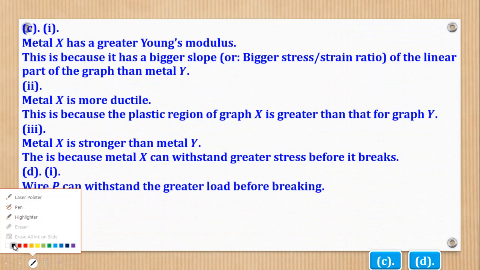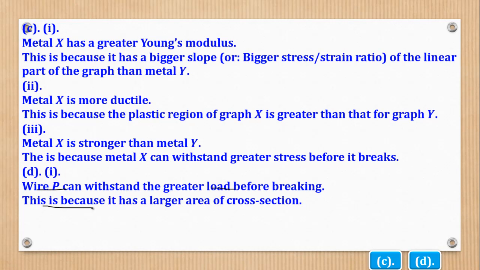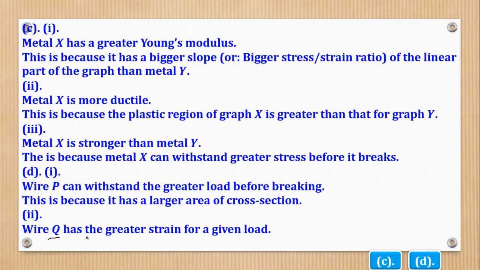For Roman 1, we shall say wire P can withstand a greater load before breaking. And why is it so? This is because it has a greater cross-section area, a larger cross-section area than wire Q. Then Roman 2, we shall say wire Q has the greater strain for a given load.